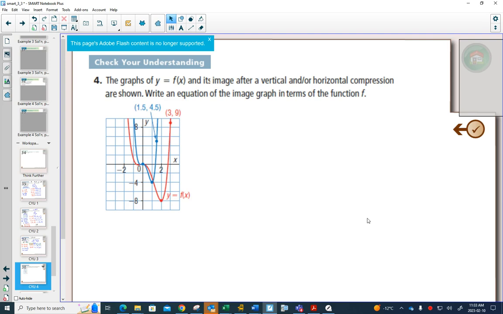In example 4, we have the graph of f of x, so that's the red graph, and its image, the blue graph, and they tell you that there's been vertical and horizontal stretches and compressions. We need to work backwards now and write the equation. All the questions we've done so far have given us the equation and asked us to graph. Now they've given us the graph, and we need to work backwards to come up with the equation.